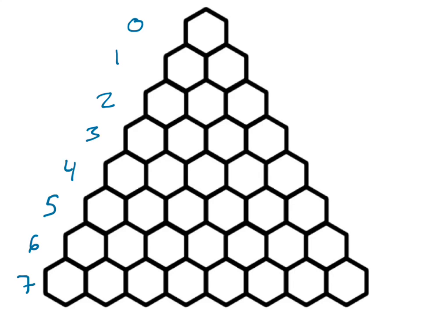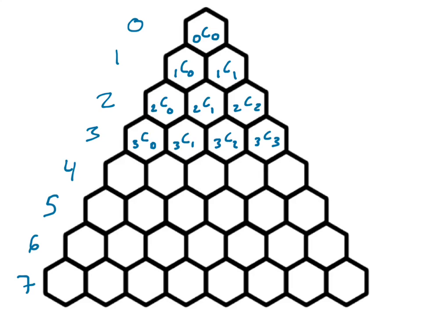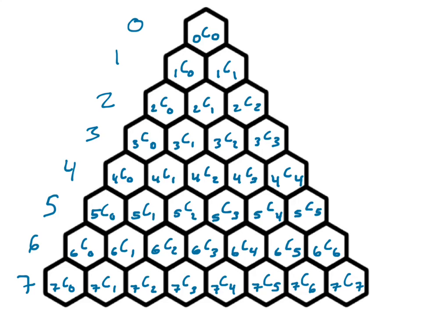Okay, the very top, the very first one, is going to be 0 choose 0. The second row is going to be 1 choose 0, and then 1 choose 1. Next one's going to be 2 choose 0, 2 choose 1, and 2 choose 2. Then 3 choose 0, 3 choose 1, 3 choose 2, and 3 choose 3, and so on. So finish filling it up. When you're done, it will look like this.